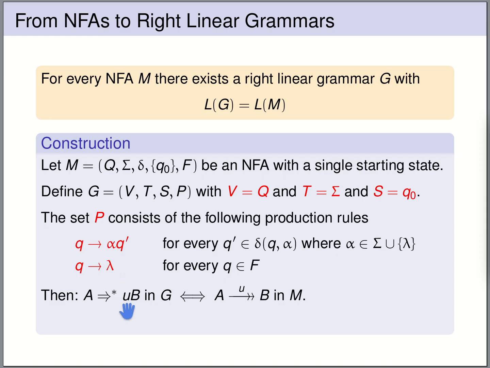Then we have the following, namely that in the grammar, we have a derivation from a variable A to a terminal word u followed by B, if and only if in the automaton we have a path labeled with u from state A to state B. And from this property, which we can prove by induction on the length of the word u, we can derive that the language generated by the grammar is just the same as the language accepted by the automaton.